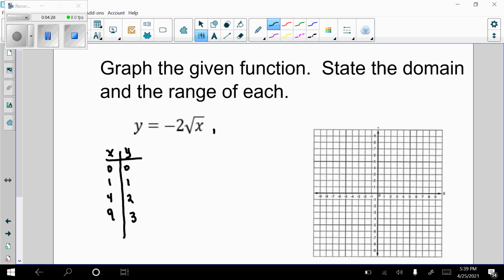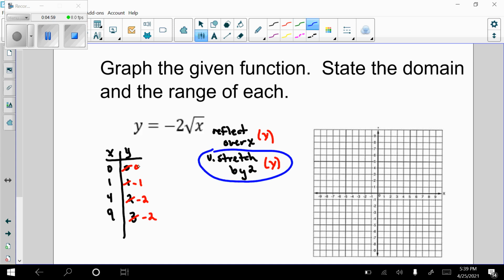So the negative sign is going to reflect over x. And the 2 is going to be a vertical stretch by 2. So those affect the y values. So first thing I'll do is reflect everything over x. So my 0 stays 0. This becomes a negative 1, a negative 2, and a negative 3. And now I'm going to stretch them by 2 by multiplying by 2. So that's going to stay 0. That'll be a -2. That'll be a -4, and that will be a -8.